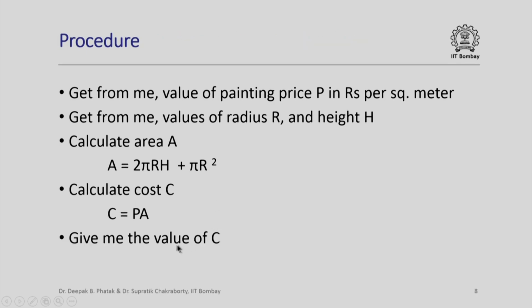We have to add this step here. After collecting the input values, after calculating the area and the cost, there must be an instruction in our procedure which says give me the value of C. That is when the person executing the procedure will give us the value of C and will fulfill our requirement of finding out what is the pending cost.